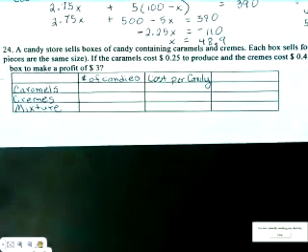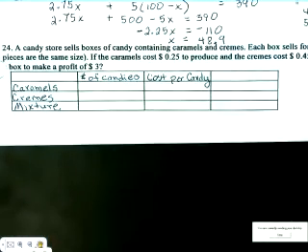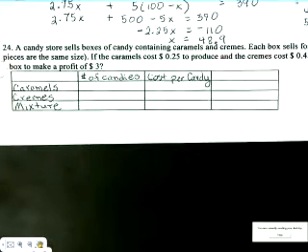Total. Yeah, total. We're not talking about amount sold. We're not talking about price. What are we talking about? What do you get if you multiply number of candies times cost per candy? Total cost. Yeah, if you multiply number of candies times cost per candy, you can't get total revenue or total profit from that. You're going to get total cost.